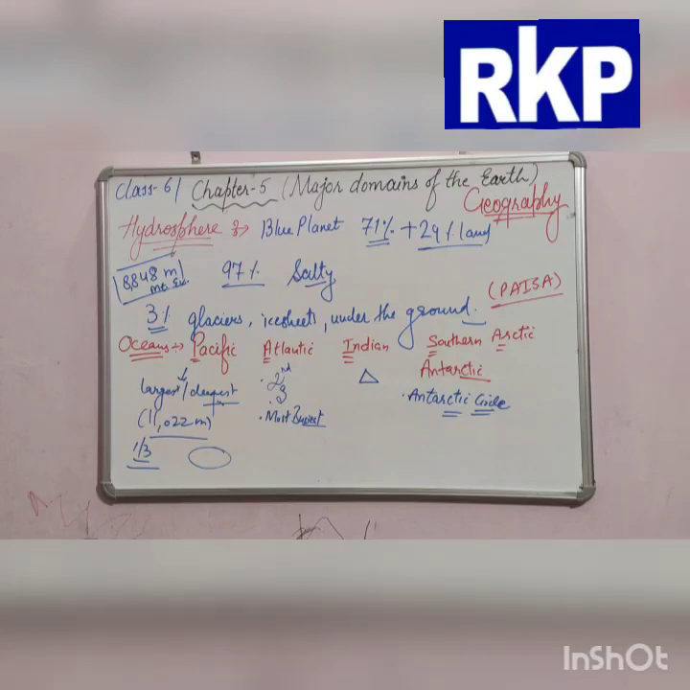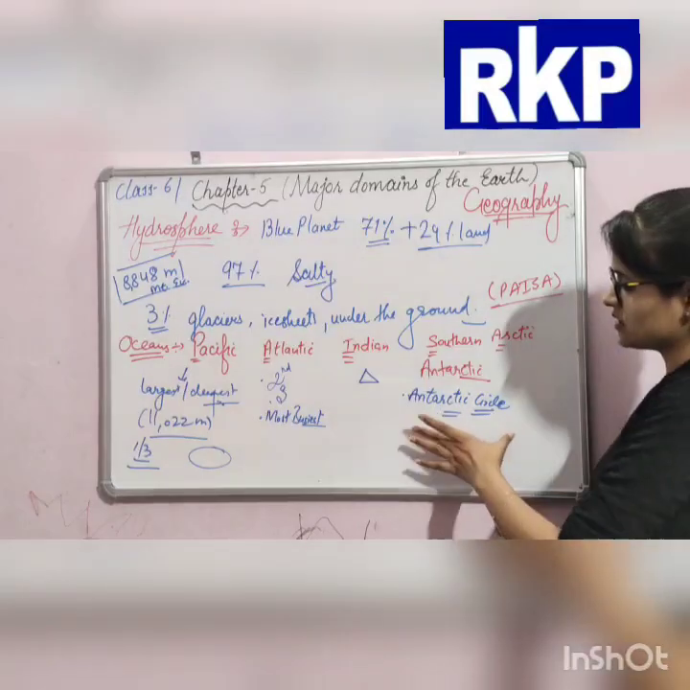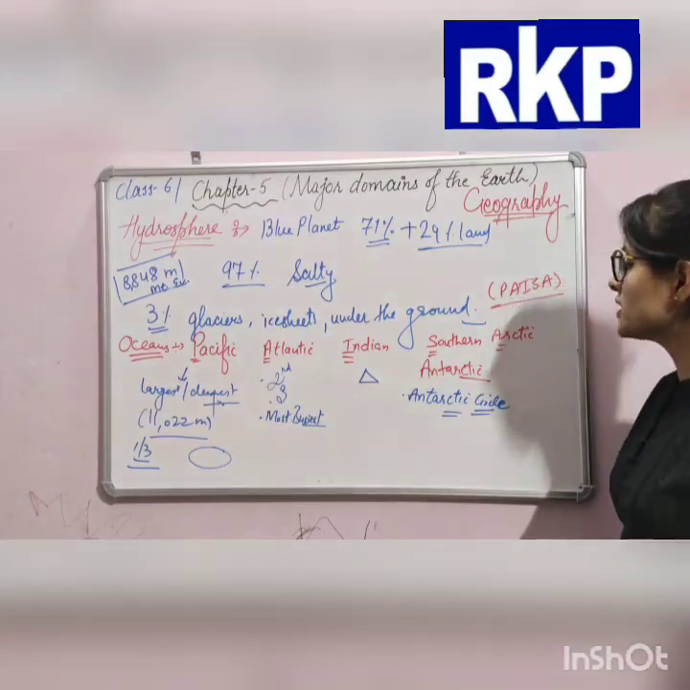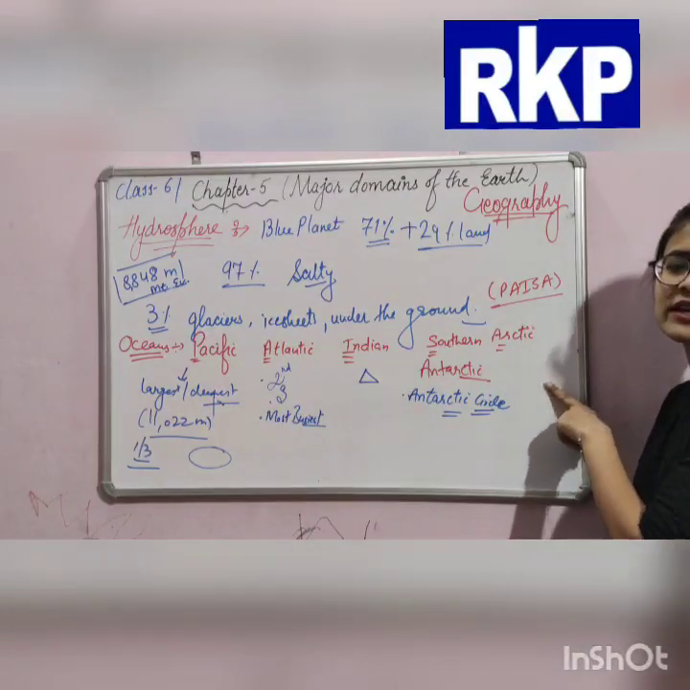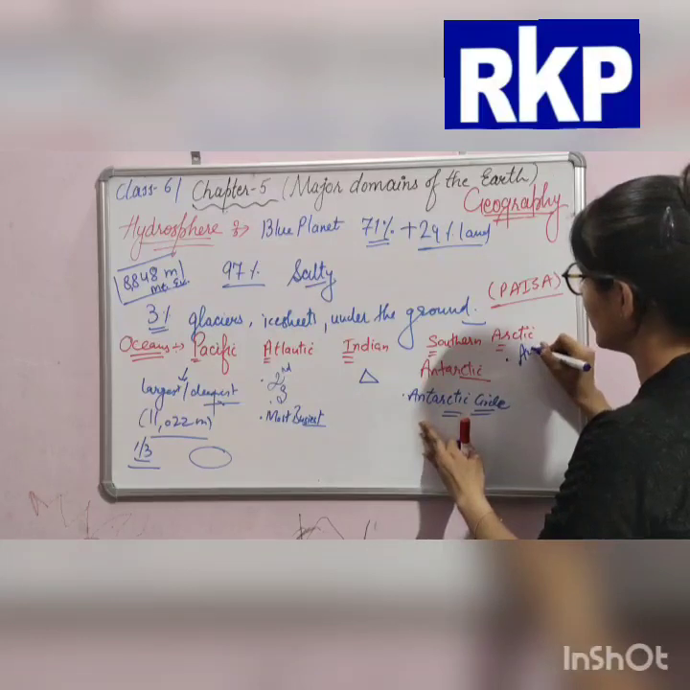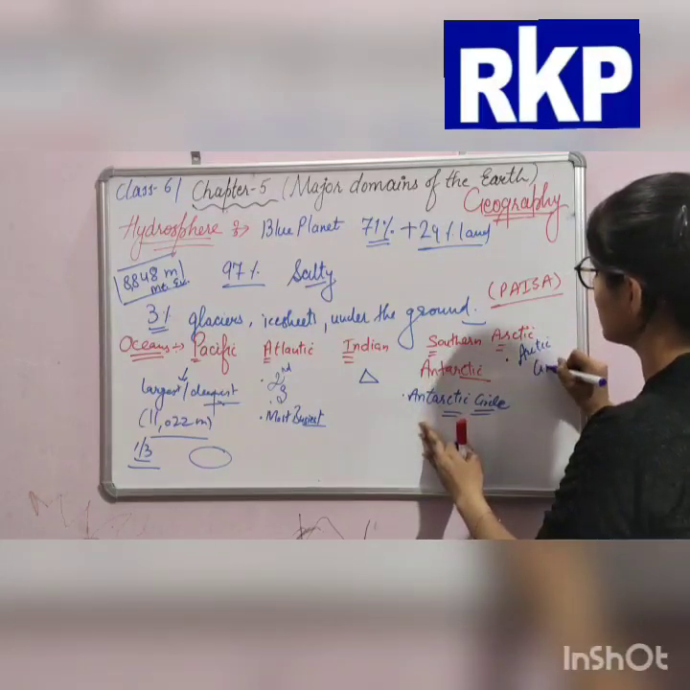Now it is connected with Pacific Ocean by a water body. We are talking about Southern Ocean. So we can say that it is in the Antarctic circle only. Okay. The next is Arctic. Last is Arctic, it is located in Arctic circle.